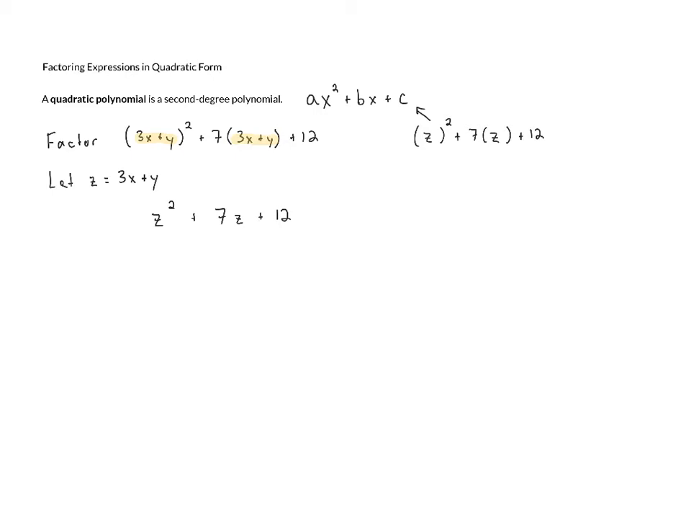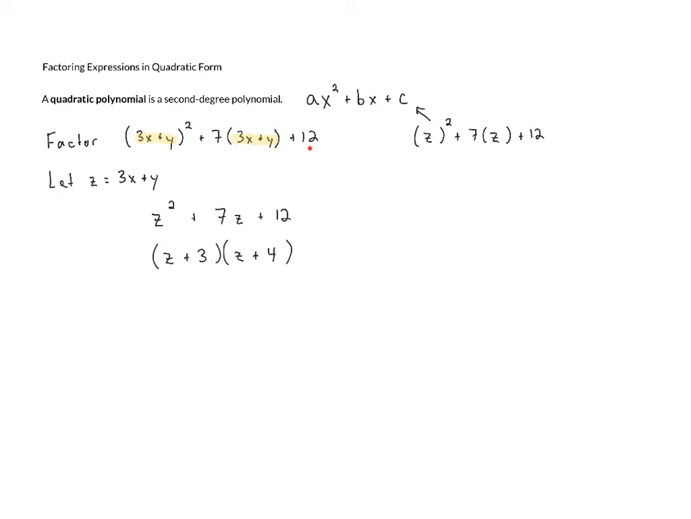We can use unfoiling here. We're looking for two numbers that have a product of 12 and a sum of 7. Can you figure out what those numbers are? They're 3 and 4, because 3 times 4 is 12, and 3 plus 4 is 7. So when we factor this, we get z plus 3 times z plus 4. But this isn't going to be our final answer.